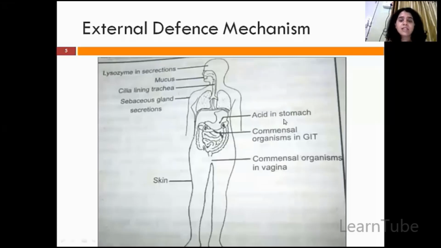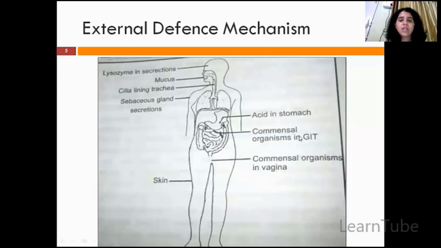Next is the acid in the stomach. As you all know, the pH of the stomach is 1.2. It is made up of acids. So all the neutrophilic or alkalophilic bacteria cannot survive; even if they are ingested into the body, they will be killed by the acid.